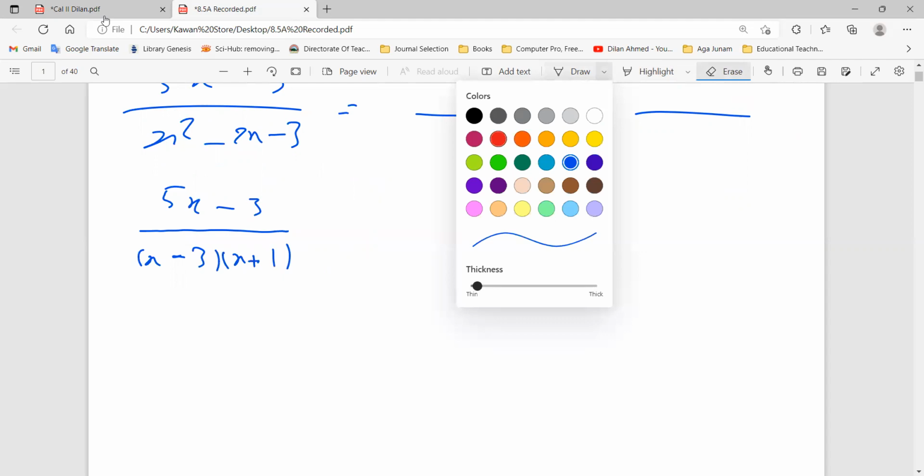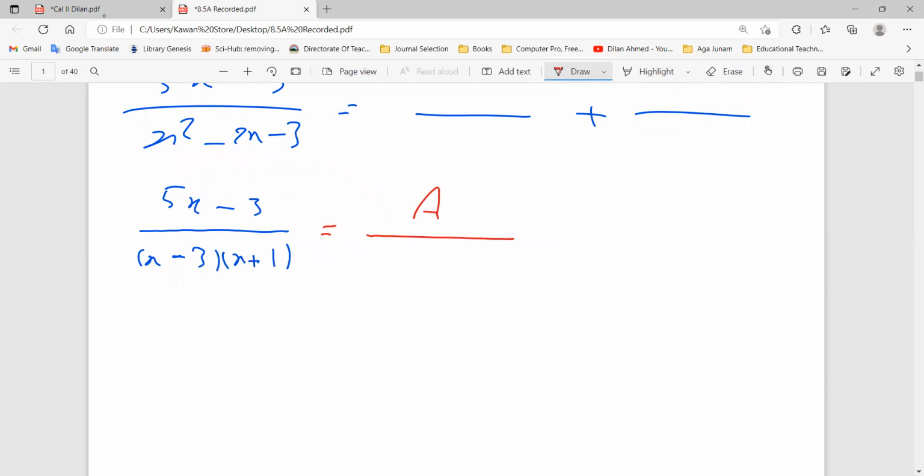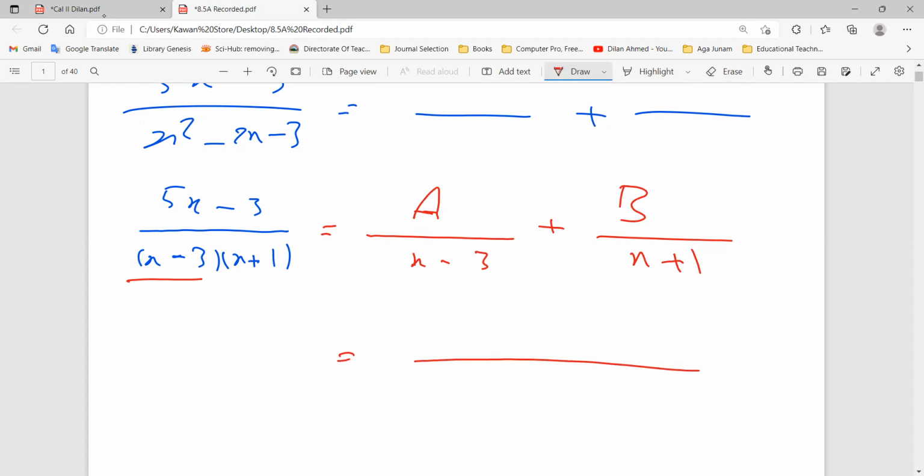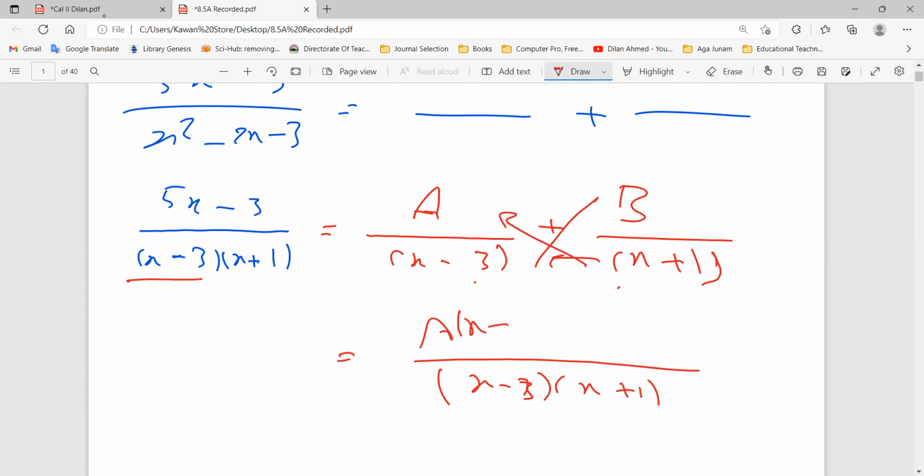Okay, second, write A over the first factor plus, usually plus, B over the second factor. Understood? Now our duty is to find the values of A and B. How? I'm going to use the right side and find the common denominator, which is x minus 3 times x plus 1. Multiply these together, cross-multiply: A times x plus 1, plus B times x minus 3.